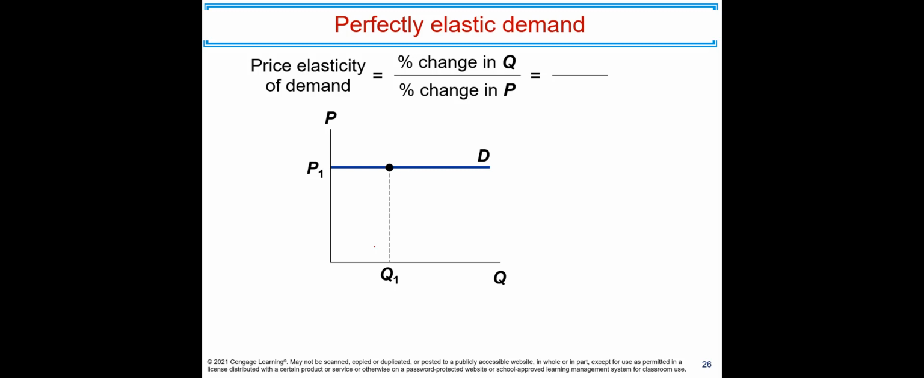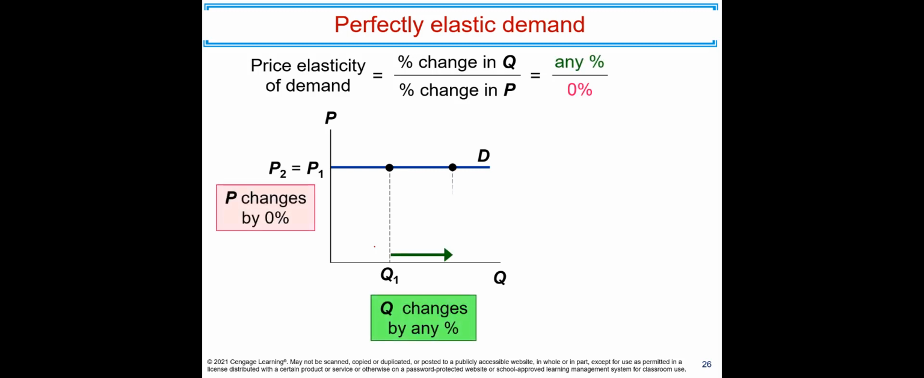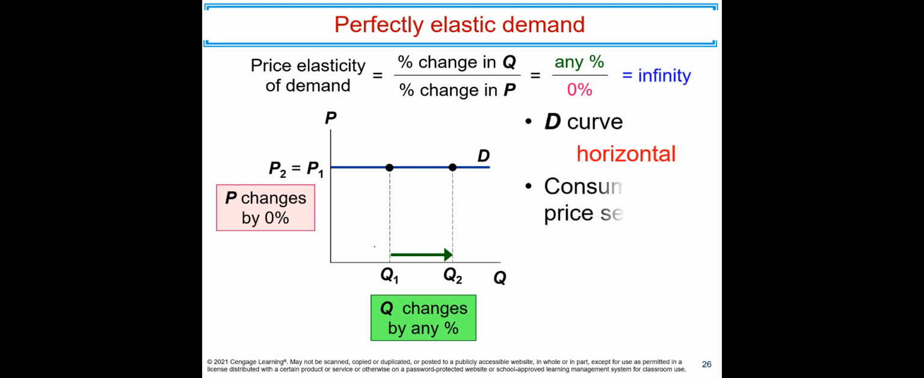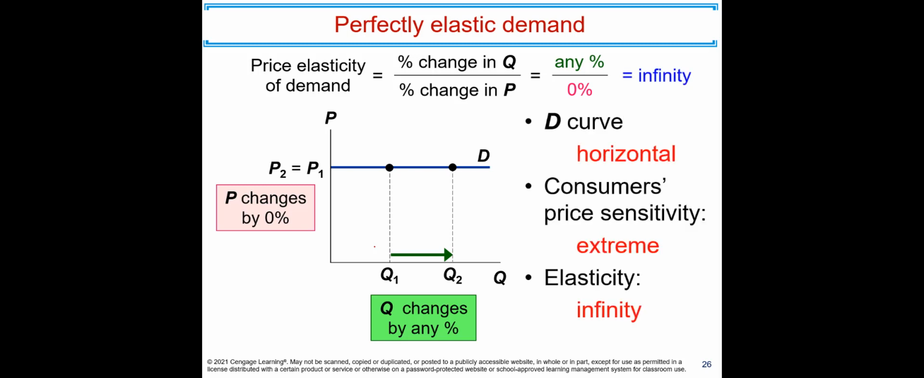Perfectly elastic demand. In a perfectly elastic demand, the demand curve is horizontal at a certain price. Price changes by 0% and the quantity can change by any amount. You can choose any quantity, even if the price doesn't change. For that reason, the elasticity is infinity, demand curve is horizontal, consumers' price sensitivity is extreme, elasticity is infinity.